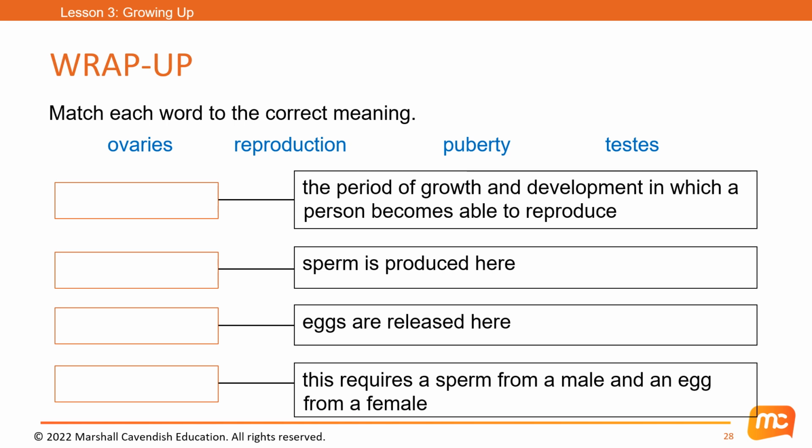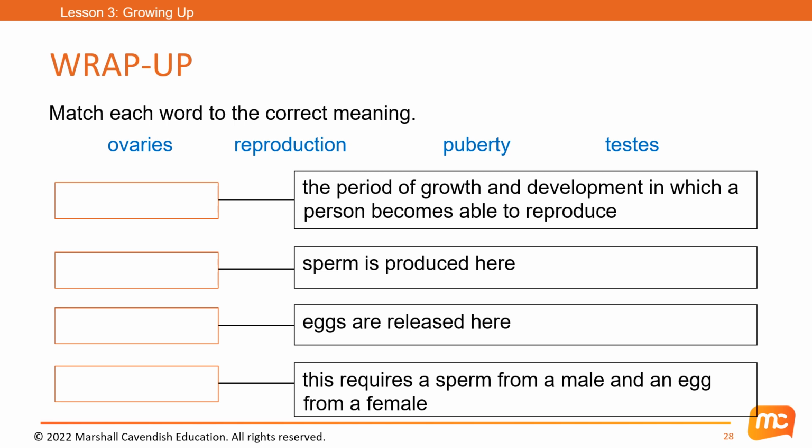Just now, do you still remember what is the period of growth and development in which a person becomes able to reproduce? Yes, good job. The answer is puberty. And then the next one, sperm is produced here. What is that? The answer? Testes. Good job. Yes, very good. The answer is testes.